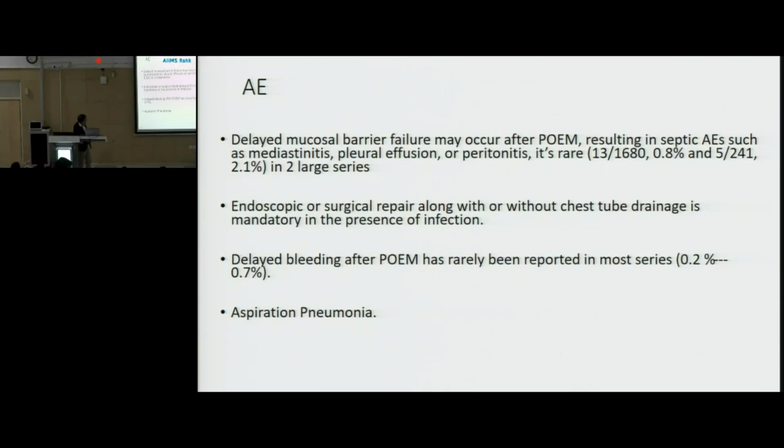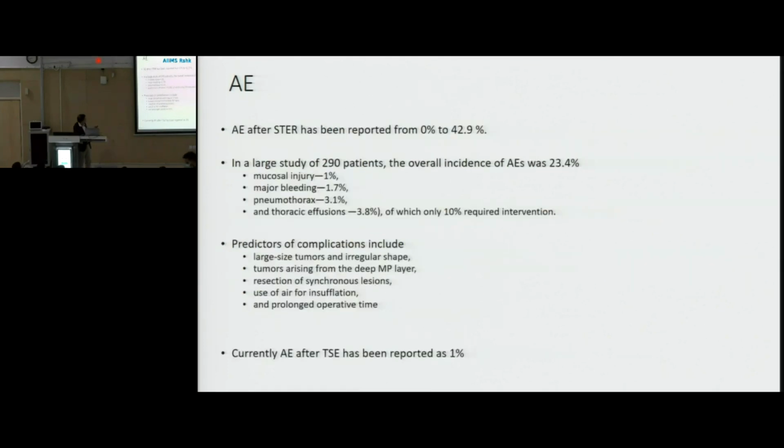Delayed bleeding luckily is only 0.2 to 0.7%, and aspiration pneumonia, these are always there with all endoscopic procedures. And adverse effects of STAR have been reported from 0 to 42%. In a large study of 290 patients, the overall incidence was 23%. Mucosal injury, major bleeding, pneumothorax. And what I'll tell you, these complications which are there in the literature were all initially reported. Nowadays, as we are gaining experience, the side effects or the adverse events are very, very few.